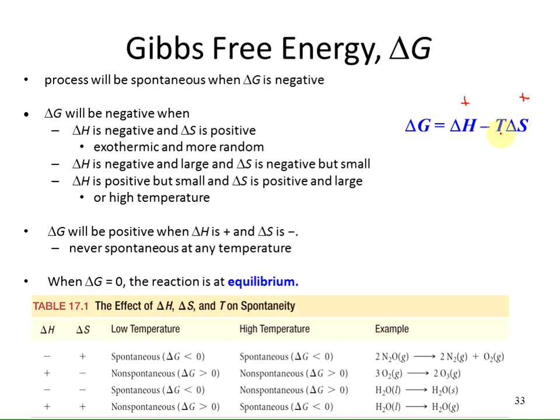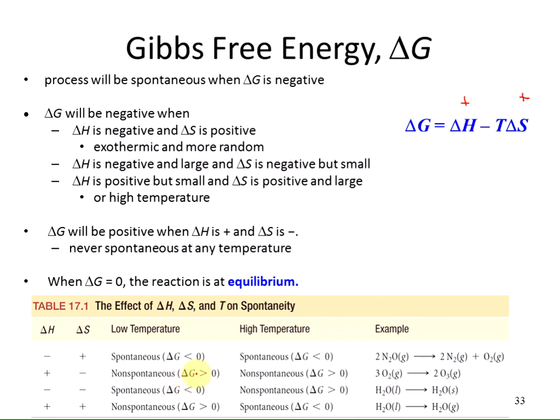But once the temperature gets large enough, then this term becomes overall negative and the reaction will become spontaneous. And when delta G equals 0, the reaction is at equilibrium. So here let's look at a little bit of a summary. Delta H is negative, delta S is positive. This would be a spontaneous reaction because this would be a negative value. No matter what temperature, it's always going to be spontaneous.